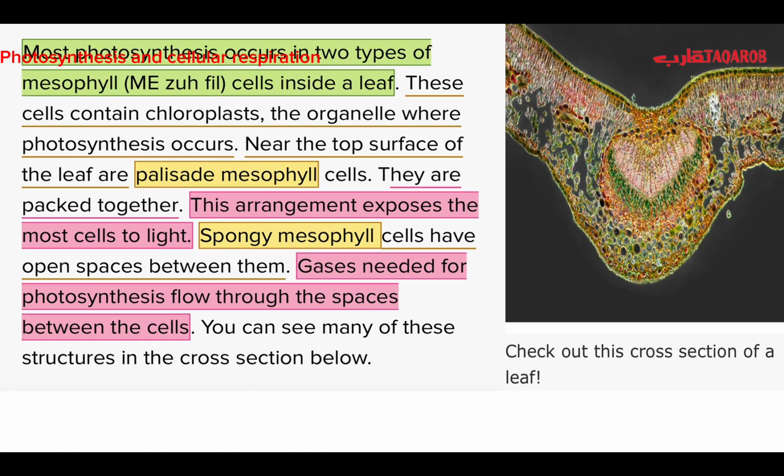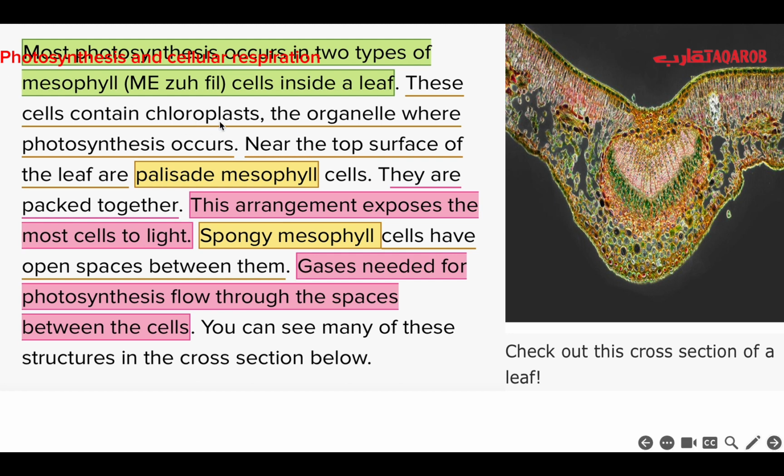Also, we have another type of cells, the mesophyll cells. We have two types of mesophyll cells: palisade mesophyll and spongy mesophyll. Most photosynthesis occurs in the mesophyll cells inside the leaf. So inside the leaf we have the epidermal cells and the mesophyll cells. Most photosynthesis occurs in the mesophyll cells inside the leaf.